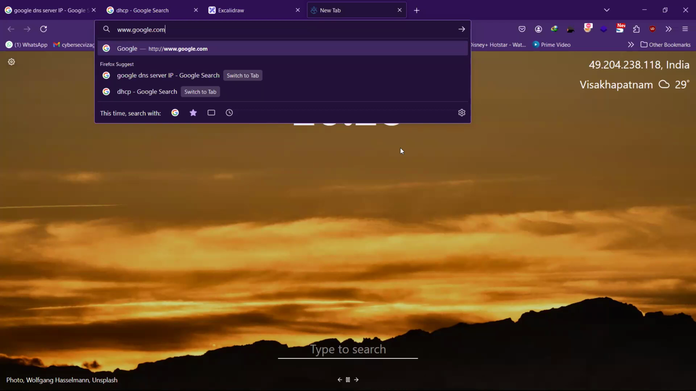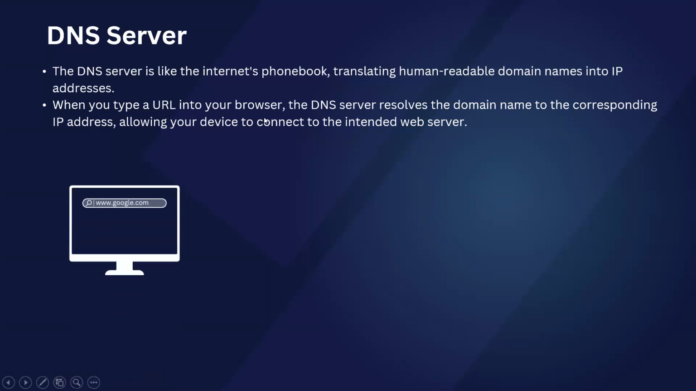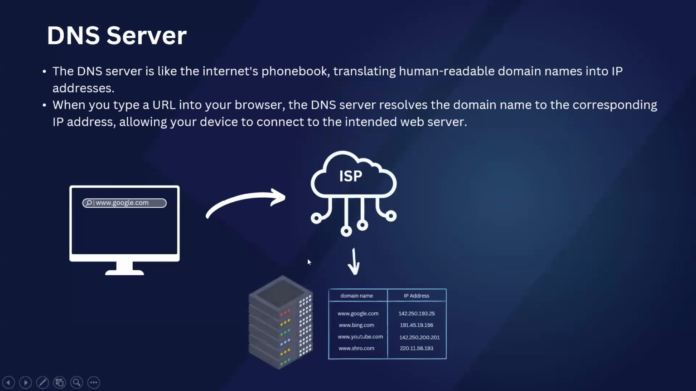But where does my browser get to know that information? What is Google's public IP? That is provided by a DNS server. So the DNS server is like the internet's phone book, translating human readable domain names into IP addresses. When you type a URL in your browser, that request first goes to a DNS server. So from your system's browser, it goes to the ISP first. Your ISP has a DNS server, and in that DNS server, it has information called records.